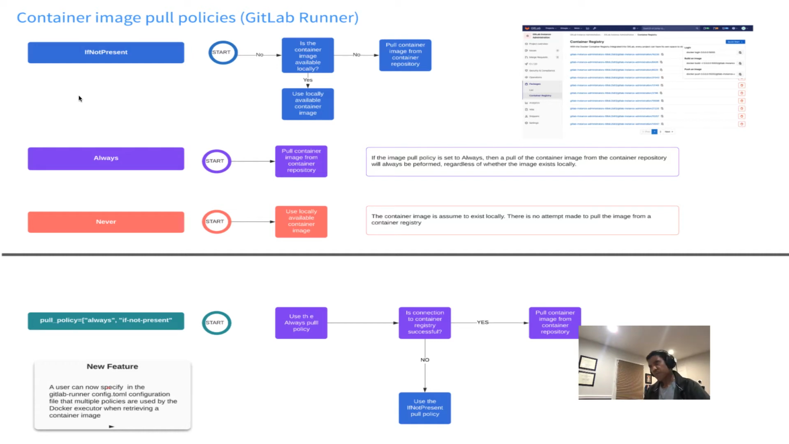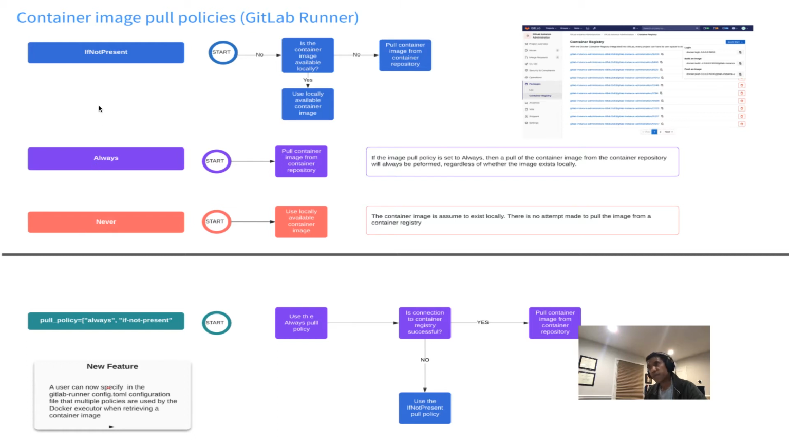Just really fast, on the top portion of the screen here, what I'm describing are the current pull policies that are available in the GitLab Runner today, both the Docker executor as well as the Kubernetes executor. And again, this matches what you see upstream in Kubernetes. So you have the if-not-present, the always, and the never pull policies.